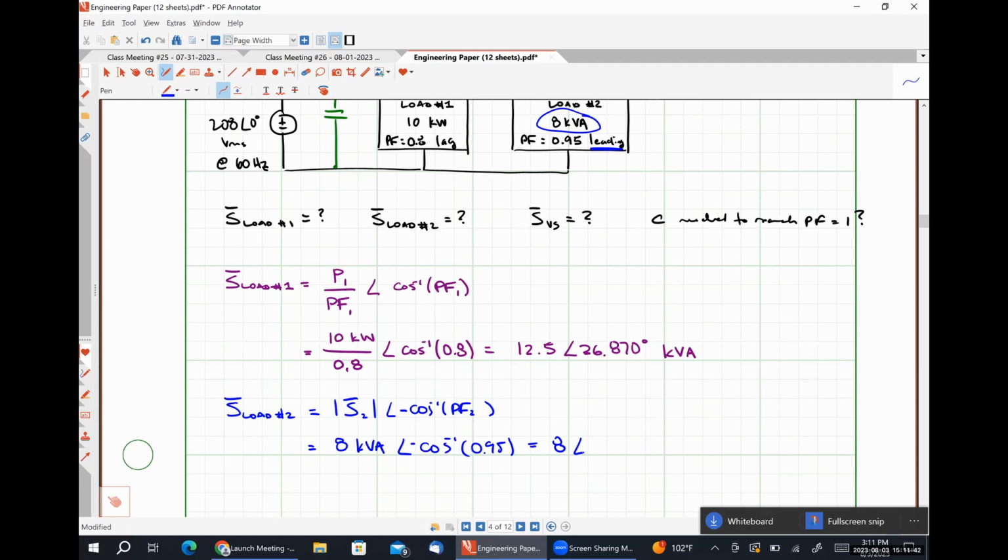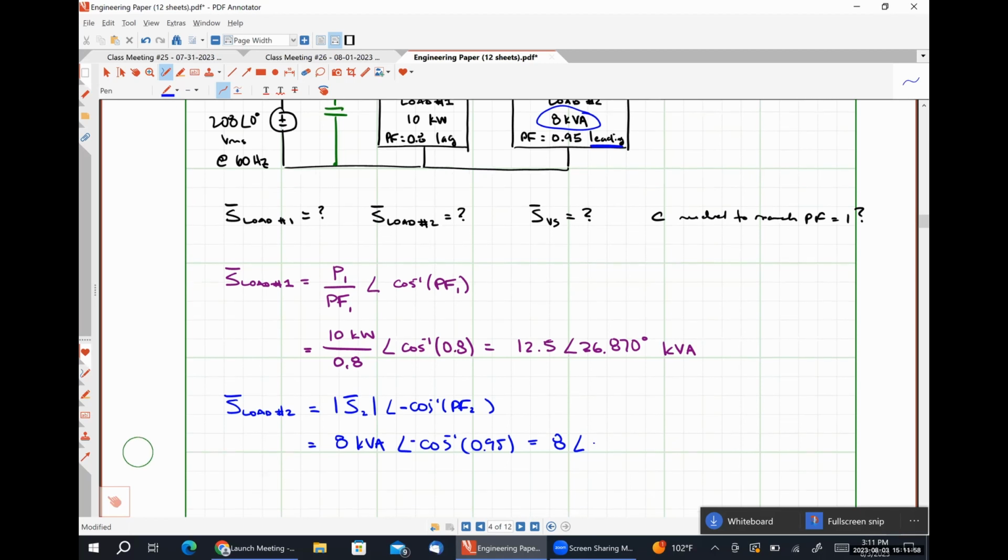Okay, they're just different representations of the same thing. Exactly right. I got an angle of negative 18.195 when I do the inverse cosine of 0.95. I get 8,000 angle negative 18.195. Yep. And because our calculator can't do it, we have to put in the negative. Got it. Exactly right.